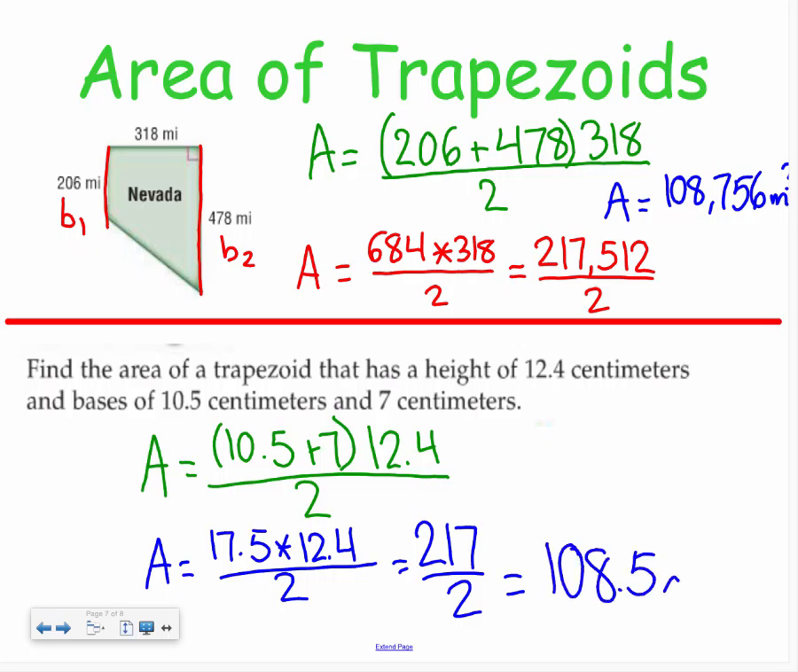108.5 centimeters squared. When you are done with your notes, bring them up to the desk to be checked and to get your homework assignment.